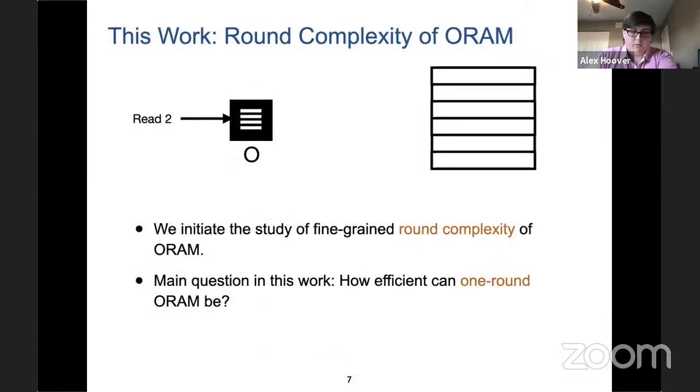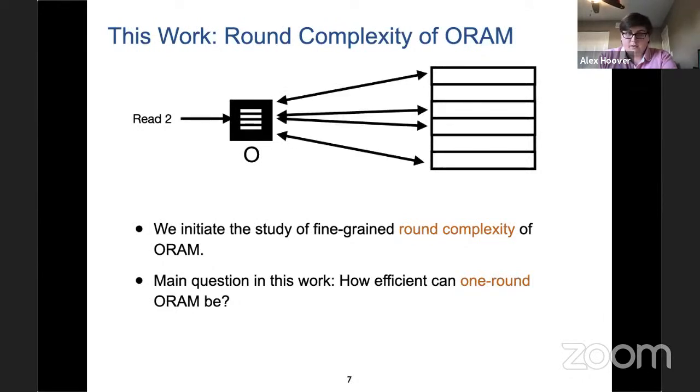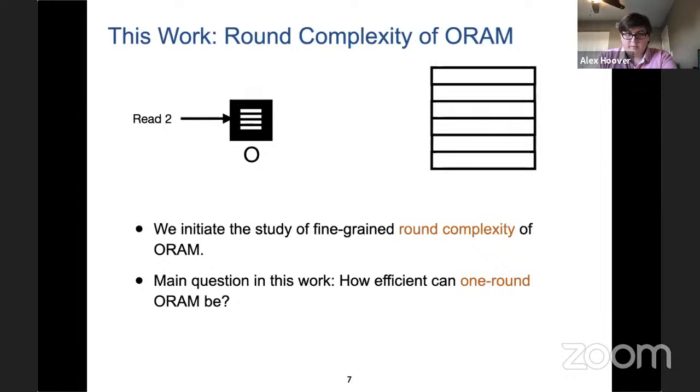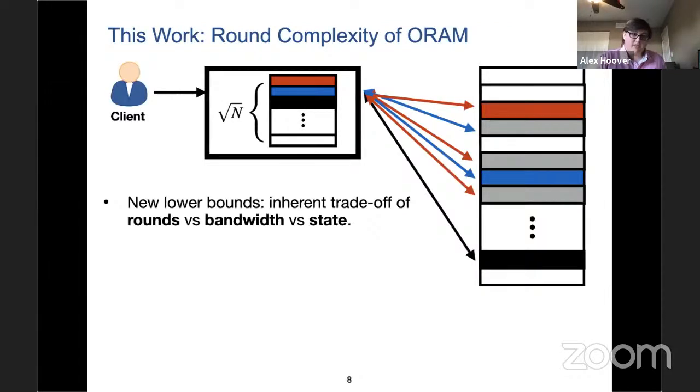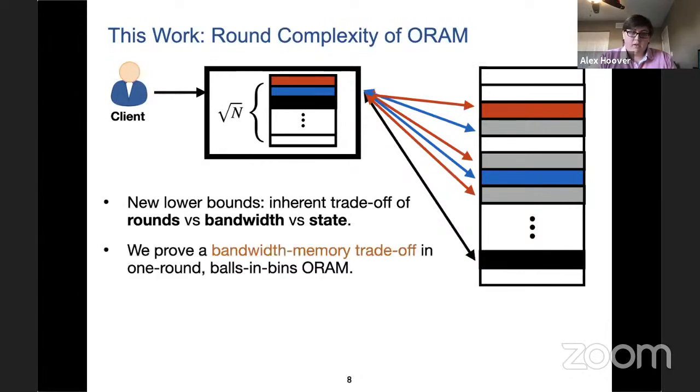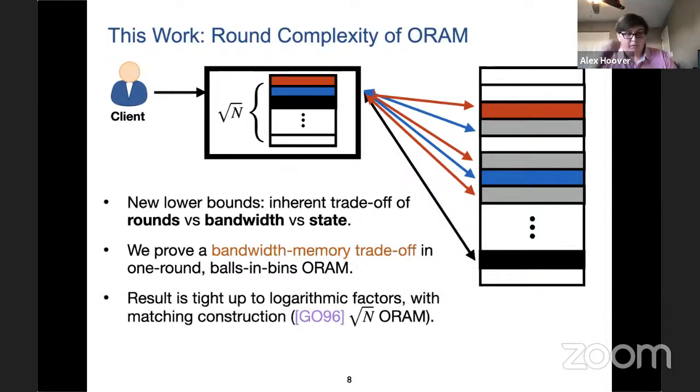But in this work, we're more concerned about the round complexity of ORAM. Specifically, we're wondering how efficient a one round ORAM can be. So you just have one round to go and grab things from the server and then you're back. And what we prove is that there's a trade-off between rounds, bandwidth, and state for ORAM. And we prove a bandwidth memory trade-off for one round balls and bins ORAM, which is actually tight up to logarithmic factors, with the matching construction being a warm-up construction from the Goldreich and Ostrovsky original paper that I recap a little bit in the longer talk.